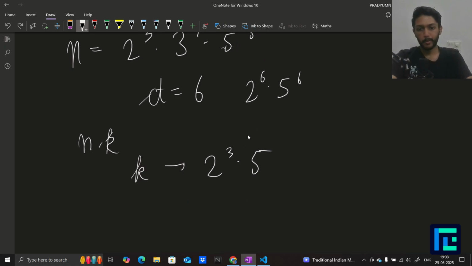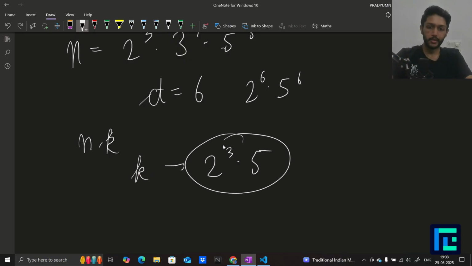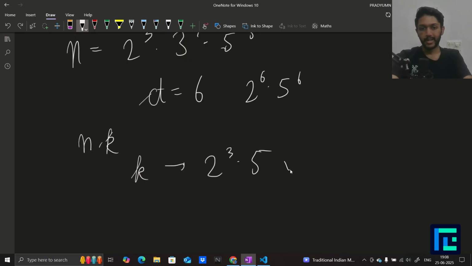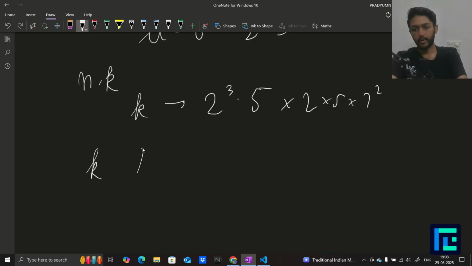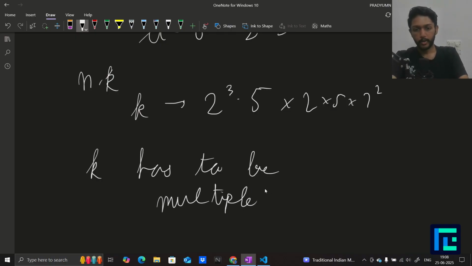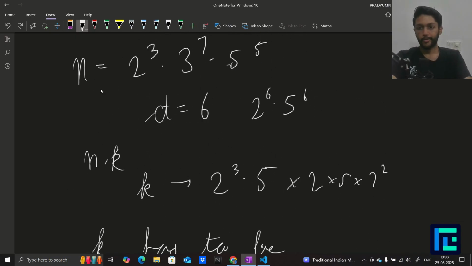Like k can be a multiple of this number, but it has to have at least this much as a factor, right? It might have more 2s or more 5s, I don't care, or more even 7s. Doesn't matter, but it has to have at least this much. So that means that k has to be a multiple of this much, or in this example, 2 to the power 3 into 5, that is 40. So k has to be a multiple of 40 if we want at least 6 zeros for this n, right?